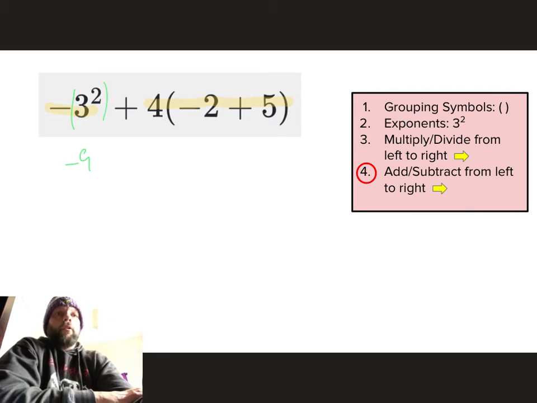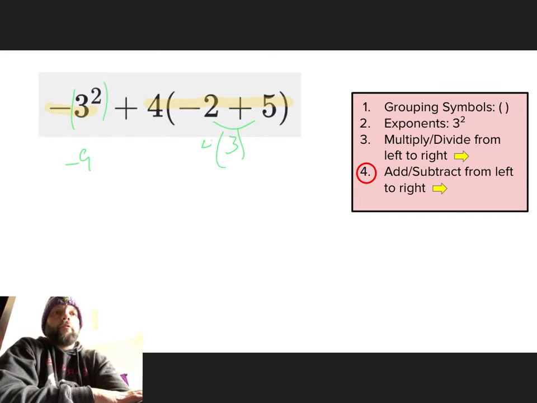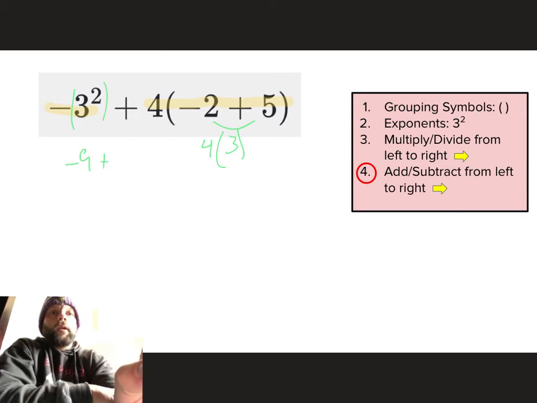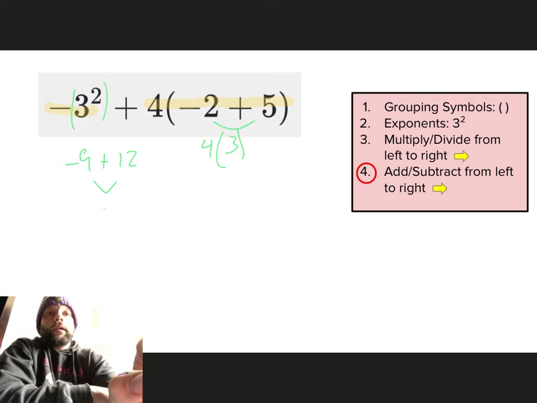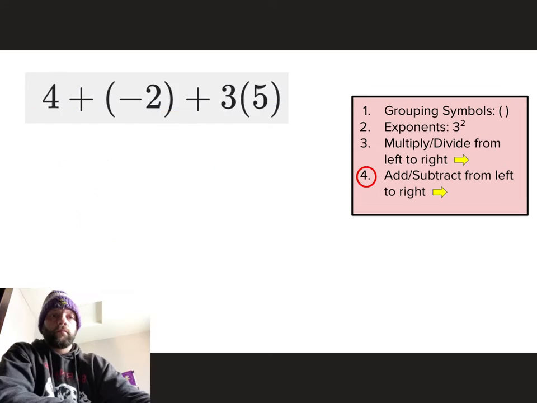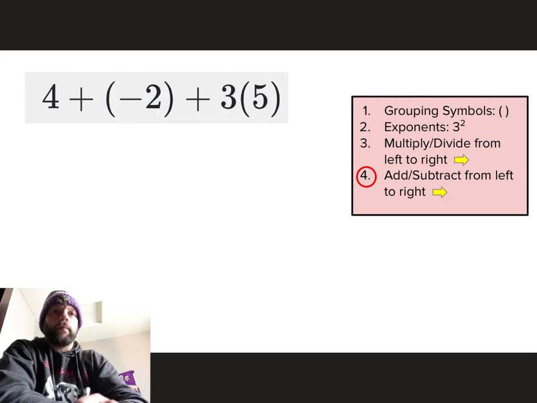Okay. Now over here I'm going to do my grouping symbol. So -2 plus 5 is going to bring me to 3. But then I have 4 groups of 3, which is going to give me 12. So now I'm left with -9 plus 12, different signs, so I end up with 3 for my answer. Looking at our third example.